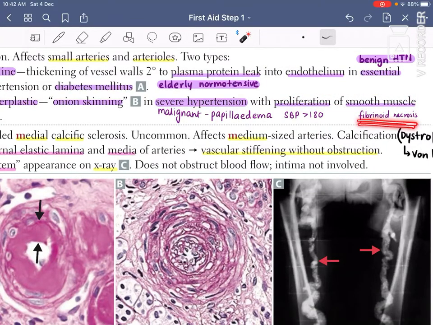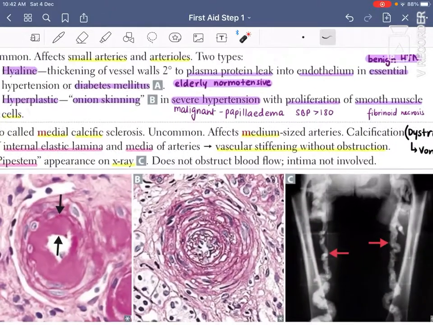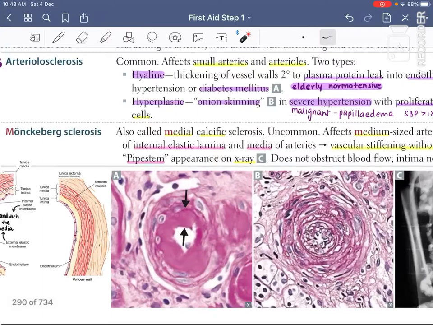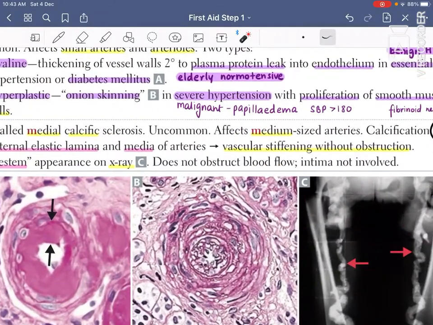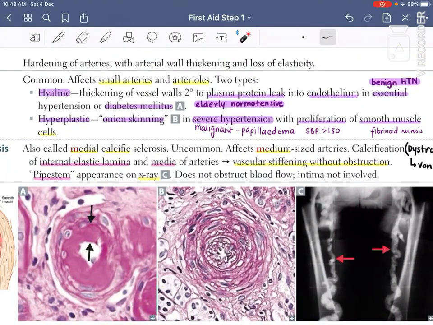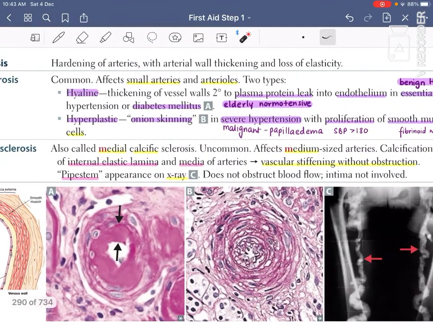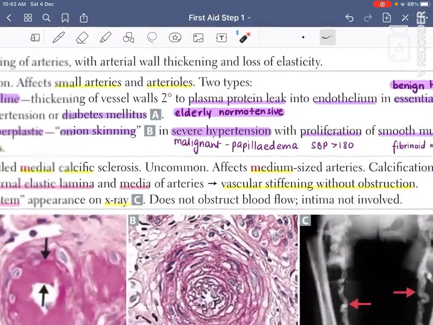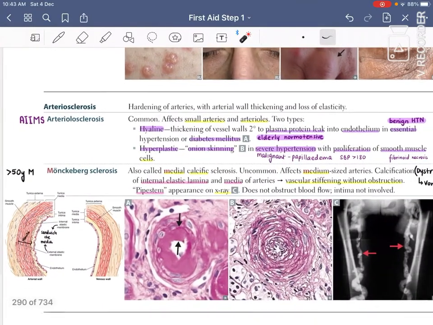If you go back, they have a necrosis chart in First Aid, so there itself you can note down that this is where you have fibrinoid necrosis. So I think that should be it for the pathology of arteriosclerosis. Another thing is that severe hypertension can also cause malignant hypertension, which has two properties: papilledema and SBP more than 180. So that's it, I think, for the two types of arteriosclerosis.